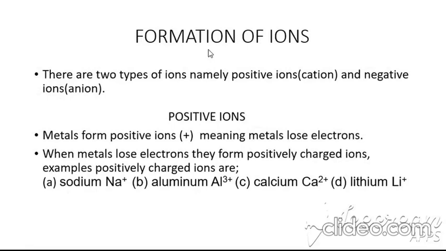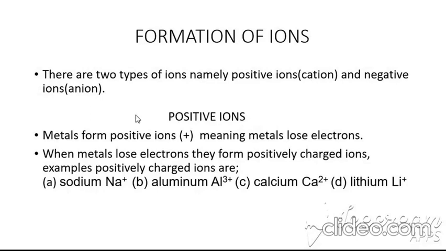Formation of ions. This part is very much important under ionic bonding, because ionic bonding involves interaction of positively charged ions with negatively charged ions. There are two types of ions, namely positive ions, which we call cations, and negative ions, which we call anions.